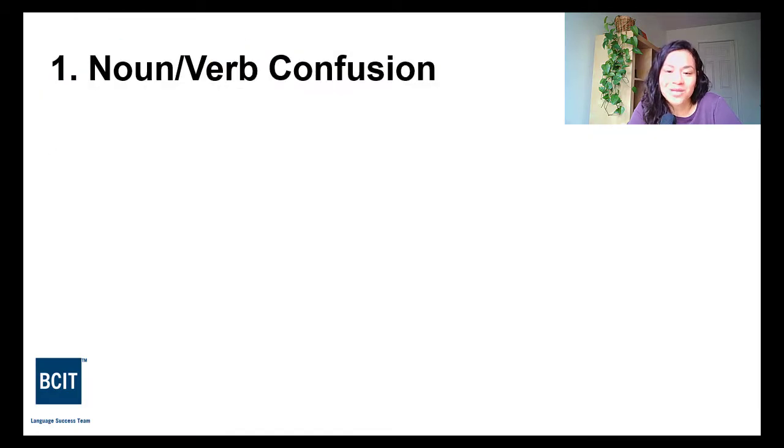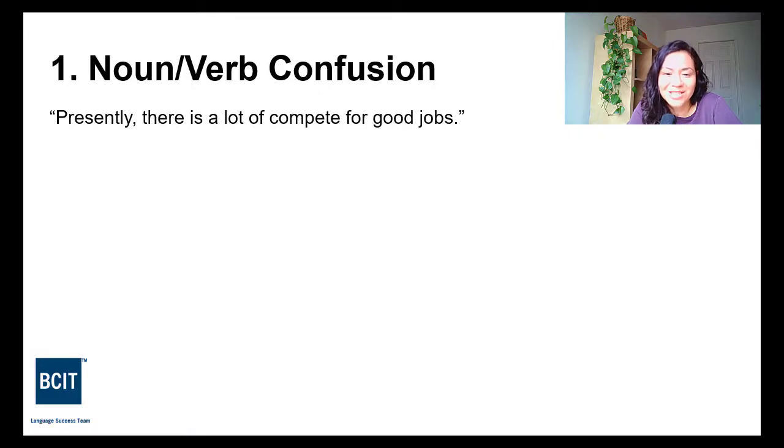There are 5 main errors that students commonly make with word forms. Let's look at them individually. Number 1, noun-verb confusion. Presently, there is a lot of compete for good jobs. Looking at the sentence, we can see that there is already a verb of state there, is, and that there is a determiner here, a lot of. So the word in this position must be a noun, and here the writer has used a verb.